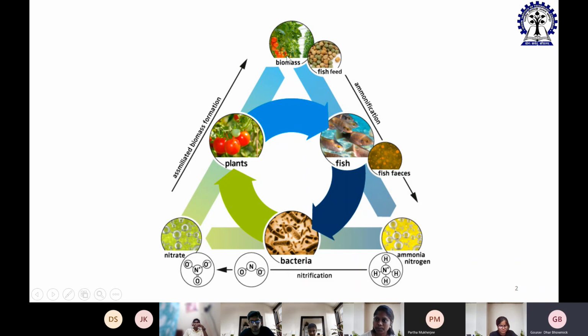If you see this aquaponic system, we have the fish feed, or the biomass. Once we introduce this fish feed to the system, the amount of ammonia and also a couple of other carbon compounds increases in the fish pond. The fish feces and the uneaten fish feed cause the nitrogen level to increase in the system. So how do we get rid of this ammonia and nitrogen?